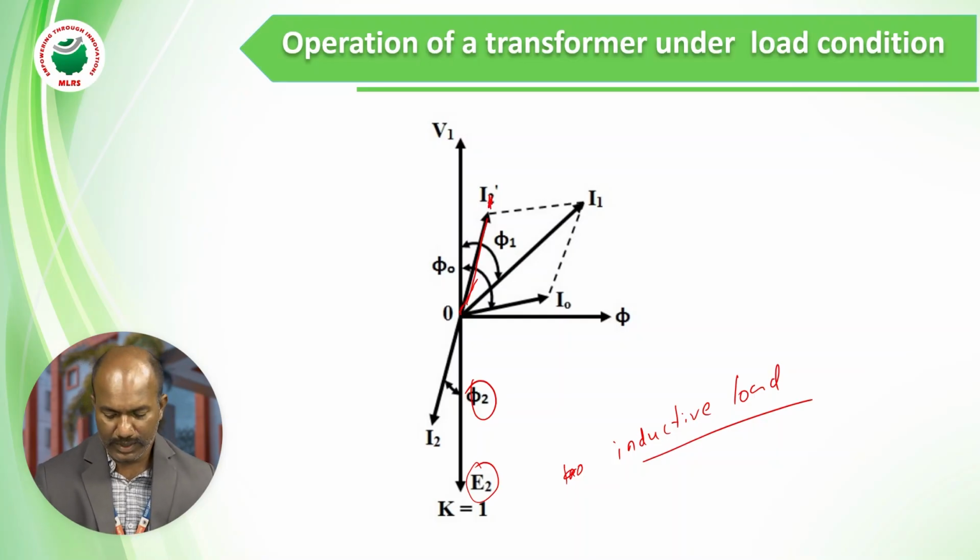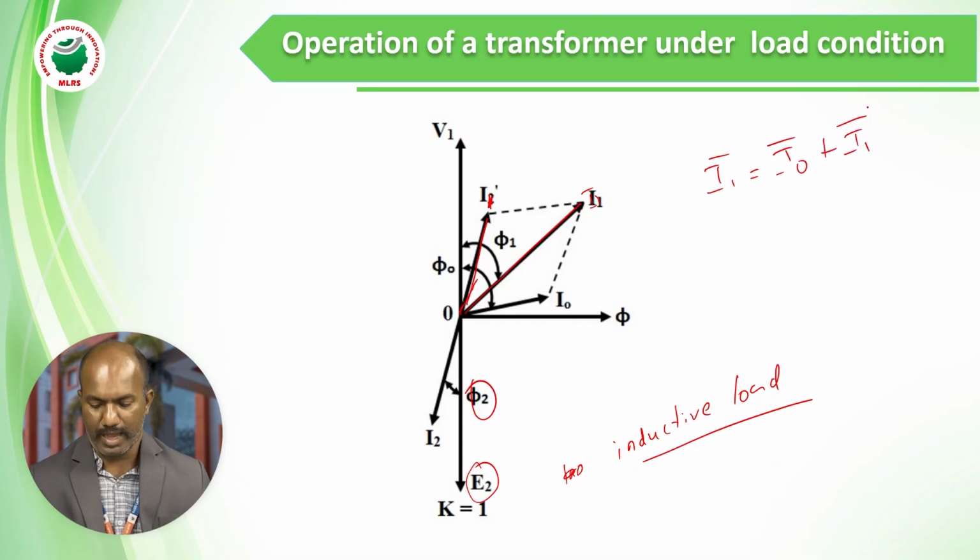So already we have seen what is I0. The resultant of I0 and I1 dash is I1. So I1 is the phasor sum of I0 and I1 dash. Okay, this is the case for inductive load.